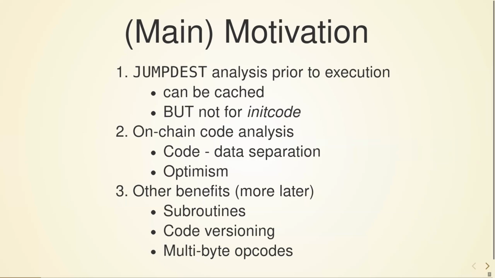And maybe one more explainer on this code and data separation, the Optimism case itself. So the way Optimism works is they, of course, have a sidechain, but you need to be able to provide a fraud proof on mainnet.